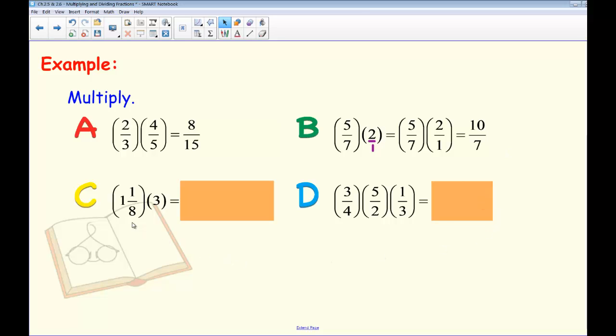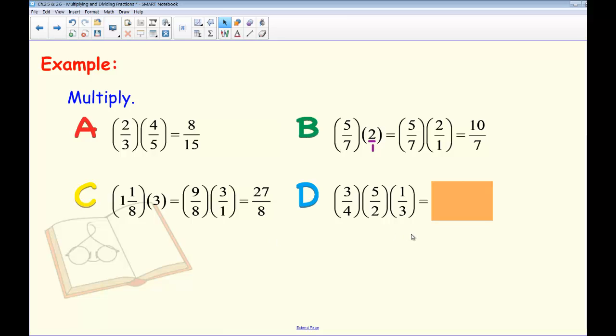In question C, we have a mixed number, so we'll need to convert that into an improper fraction first. So 1 and 1/8 converts to 9/8. I've changed the 3 into 3/1 so that's easier to see what we're multiplying. So we're going to multiply the numerators. 9 by the 3 is 27, and 8 by the 1 gives us 27/8.